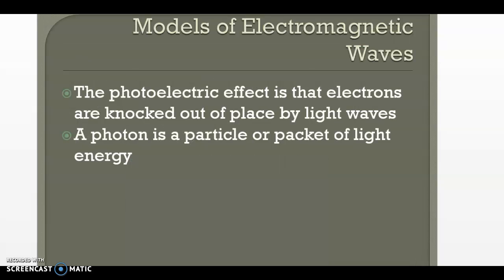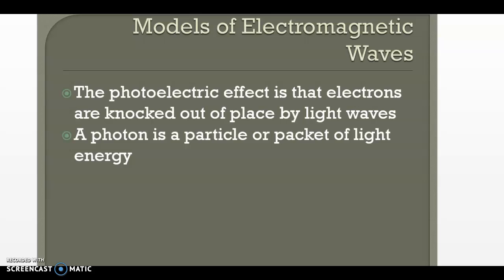Okay, so this whole idea behind electromagnetic waves is this thing called the photoelectric effect. Albert Einstein is the guy who kind of developed this whole idea. This is because these electrons can be knocked out of place in the electromagnetic spectrum during that electromagnetic radiation, and those packets of light that can be knocked out of the waves are called photons. So they're packets of light energy that can be knocked out of the electromagnetic spectrum.